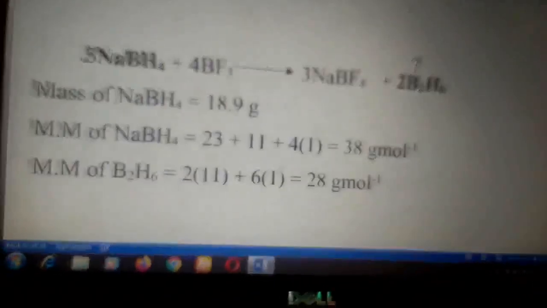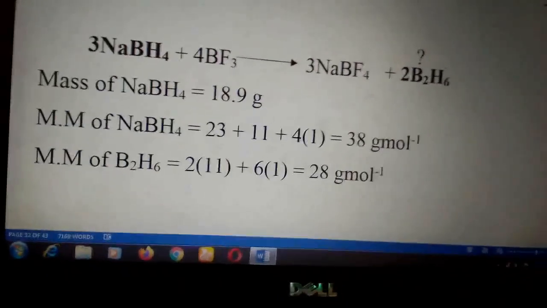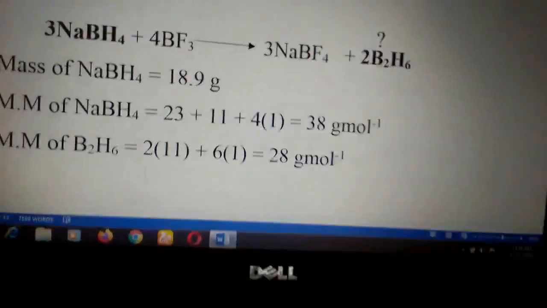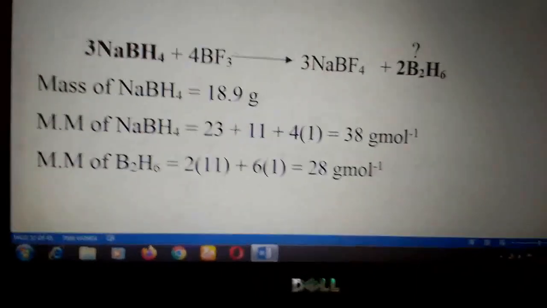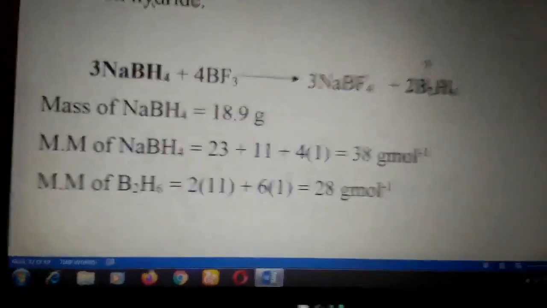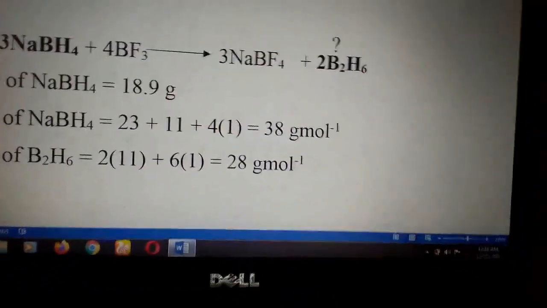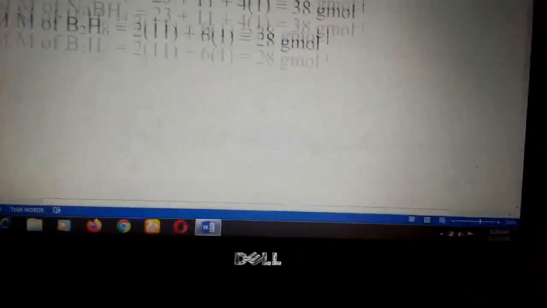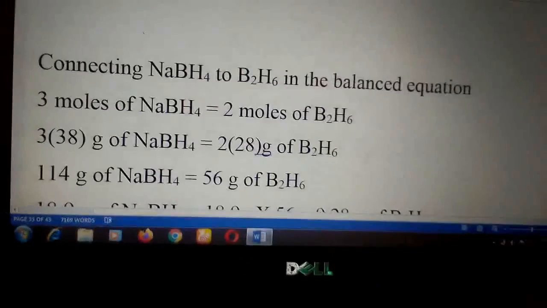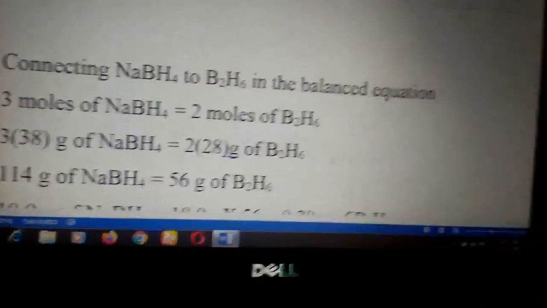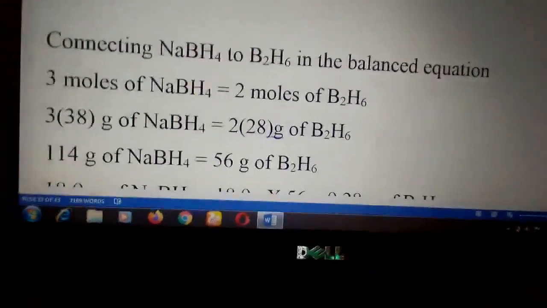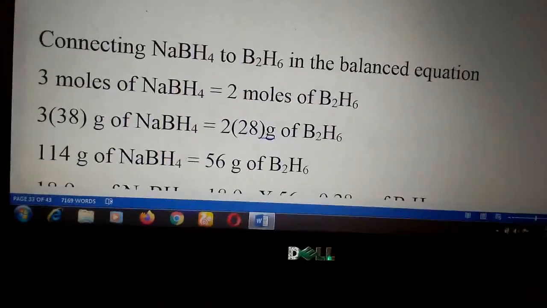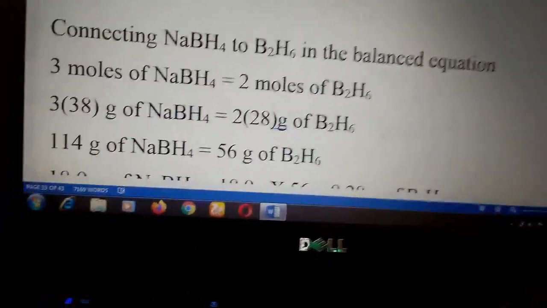We're now connecting sodium boron tetrahydride to boron hydride. As you can see, 3 moles of sodium boron tetrahydride gave 2 moles of boron hydride. So you go to the next step. You say connecting NaBH4 to B2H6 in the balanced equation: 3 moles of sodium boron tetrahydride gave us 2 moles of boron hydride.